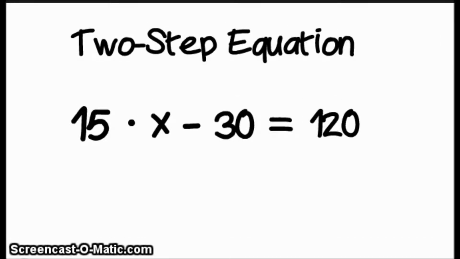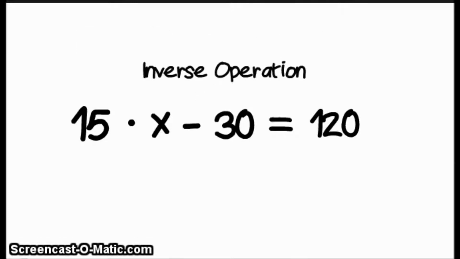Let's break this down piece by piece. In this equation, there are two different operations at work. We have multiplication and we have subtraction. We learned earlier that we need to use the inverse operation to solve this problem. We found that the inverse of multiplication was division, and we also learned earlier that the inverse of subtraction is addition.